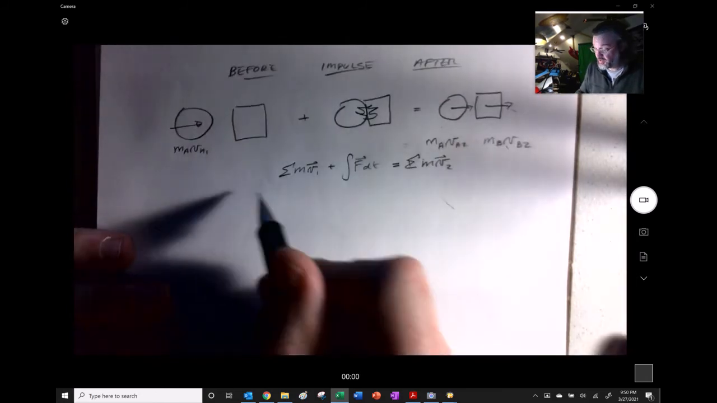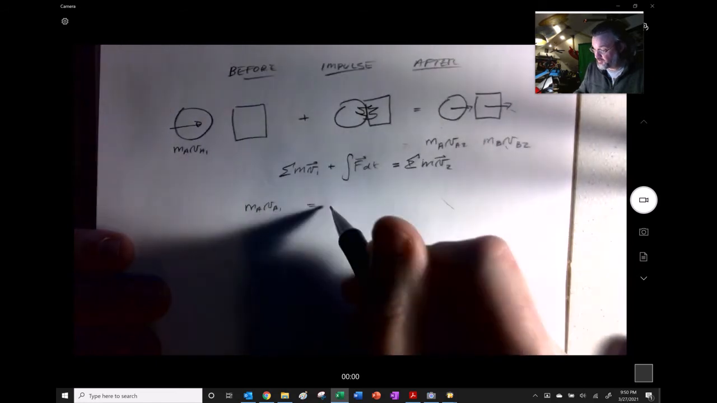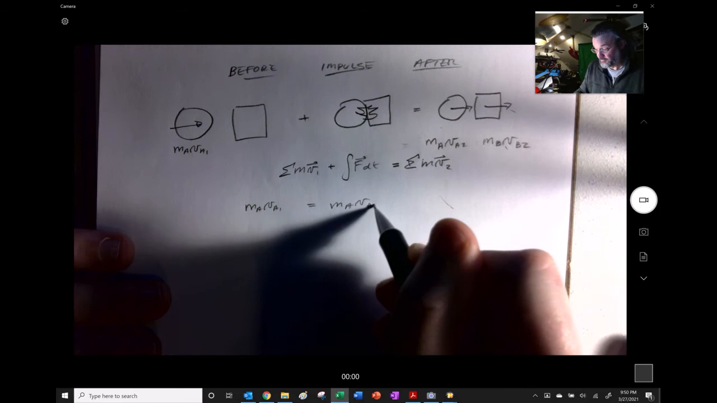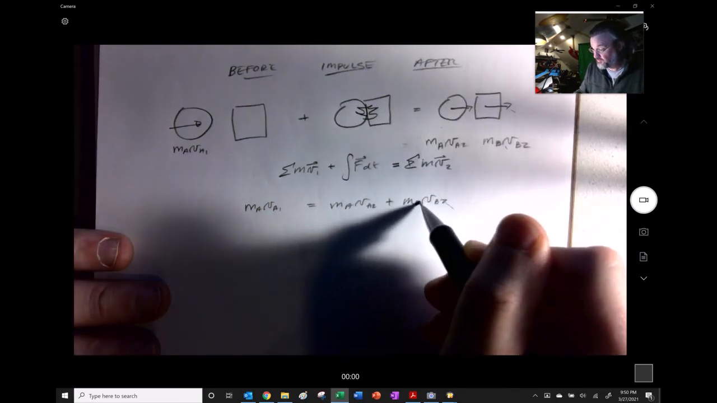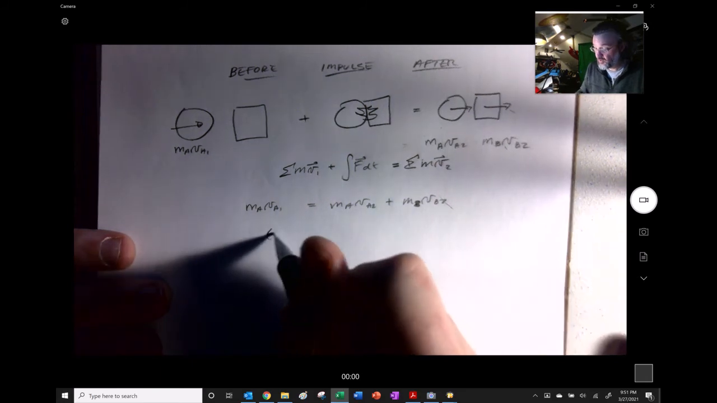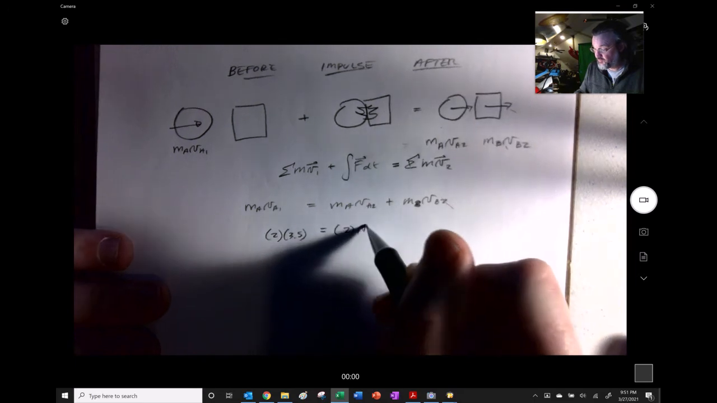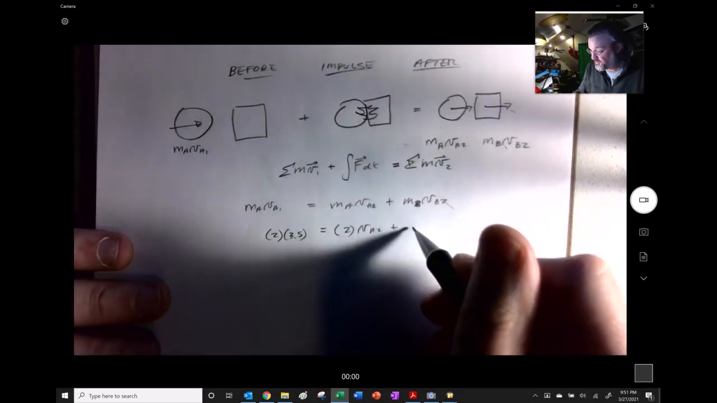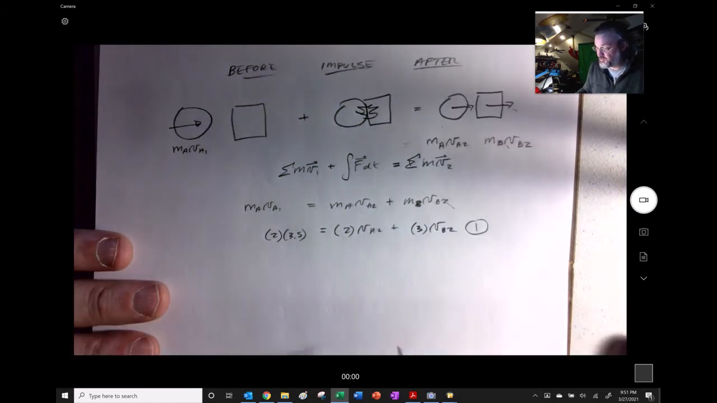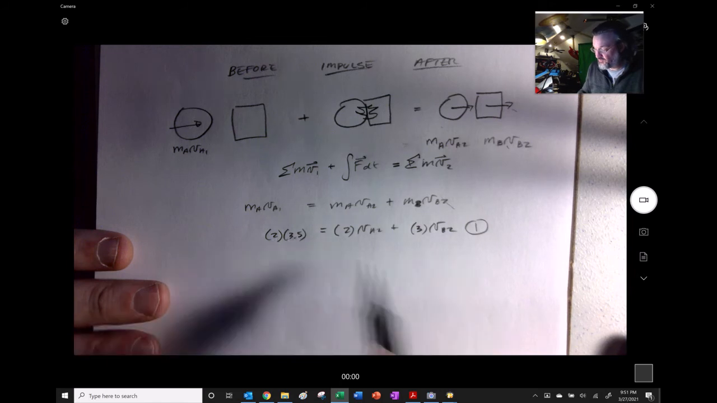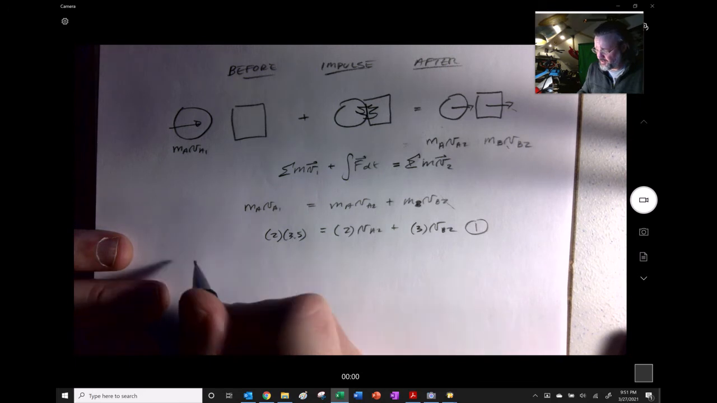All right, so easy enough. m_A v_A1 is equal to m_A v_A2 plus m_B v_B2, or 2 times 3.5 is equal to 2 v_A2 plus 3 times v_B2. And that's going to be our equation 1. Maybe we'll even solve what that is. It should be 7, right? Anyway, so we need another equation.